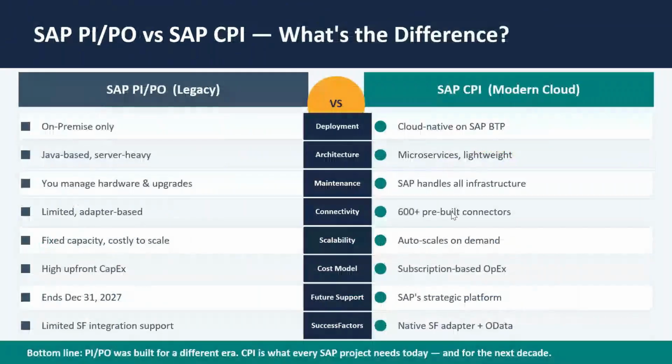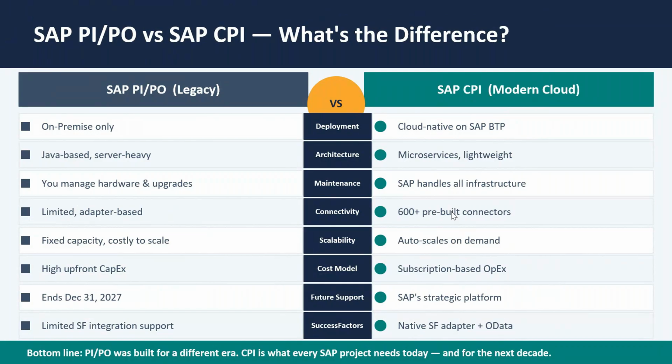Now, the difference between PIPO and CPI: PIPO is on-premise and CPI is cloud native, which runs on BTP, and we can access CPI on the go. And in PIPO we manage everything, since if you know the difference between on-premise and cloud, in on-premise you have to install all the setup that you need for your organization.